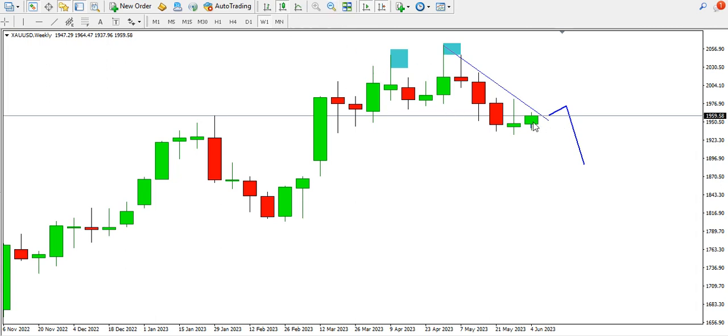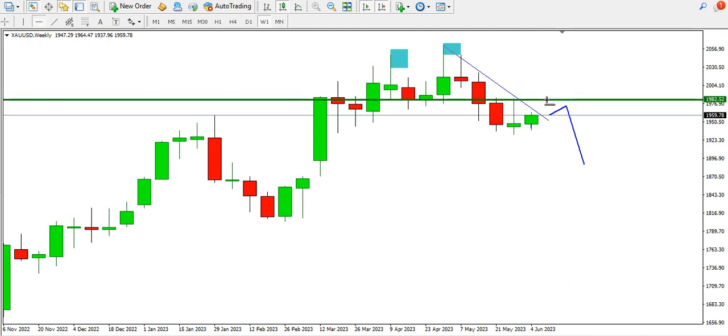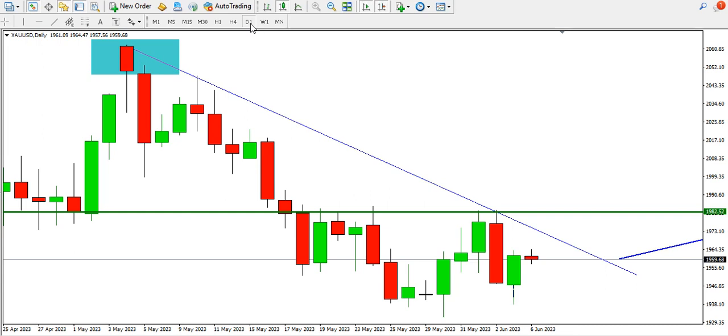But for now, the buyers are pushing the price of gold up on the weekly time frame, and the possible target might be 1982.52, which happens to be the high of last week's candle. Let's see what happens on the daily time frame.